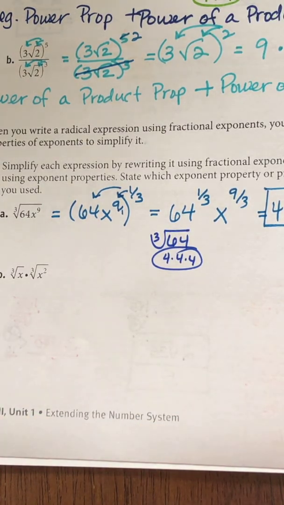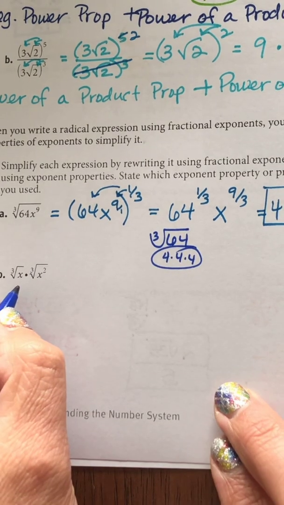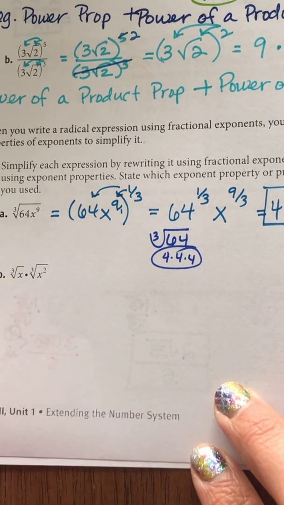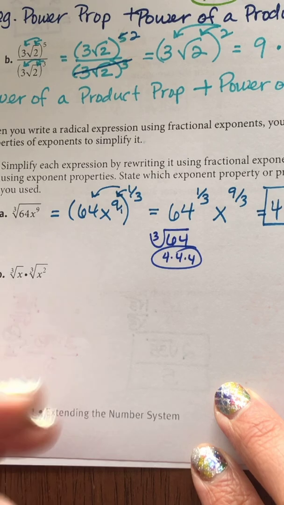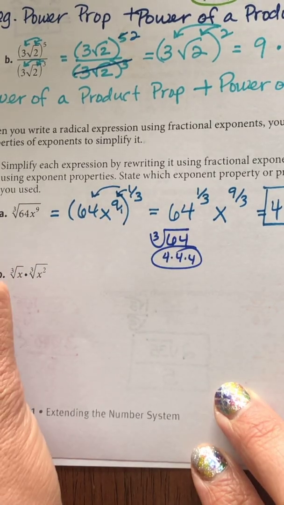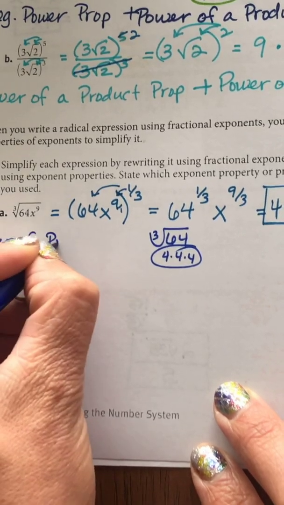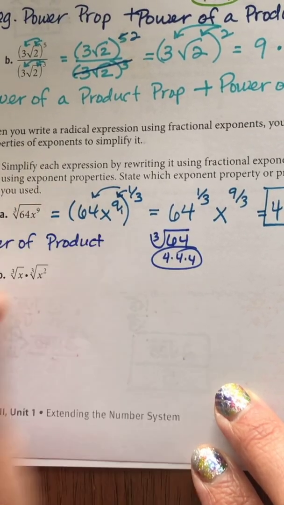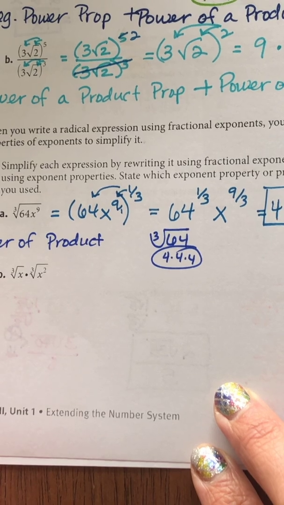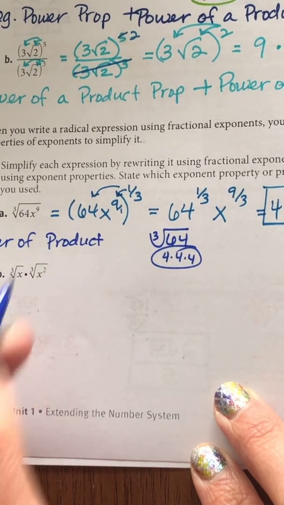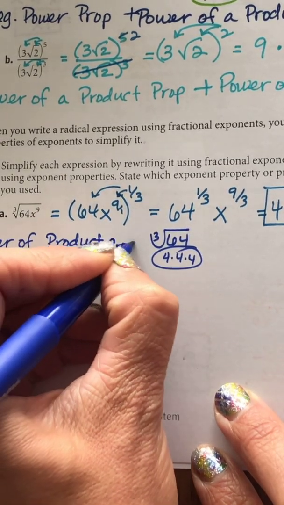Okay, next one. Cubed root of x times cubed root of x squared. So for this one, oh, what property did we use here? We used power of a product. And yep, that was the only property we used. Power of a product property.